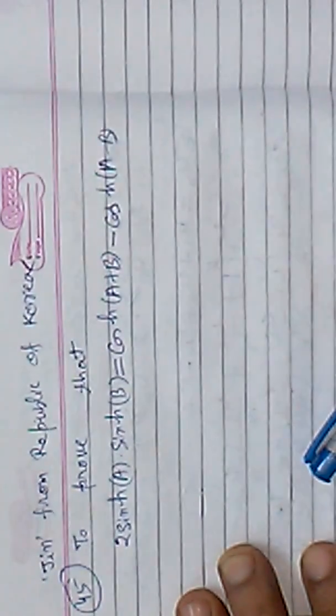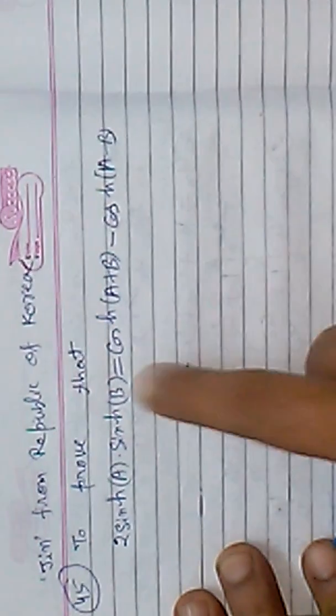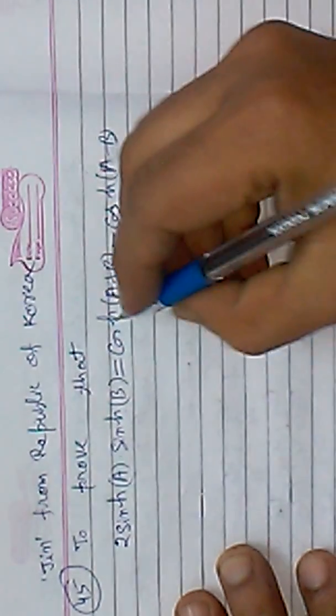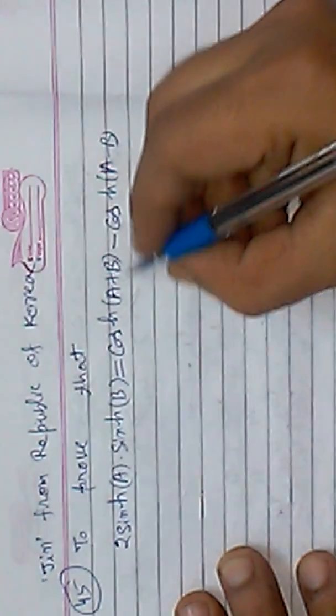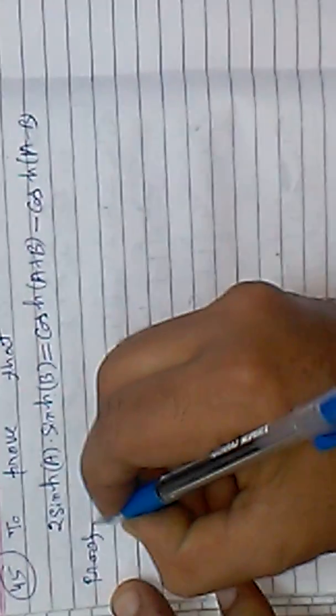We have to prove now: 2 times sinh A into sinh B is equal to cosh(A plus B) minus cosh(A minus B). So we see here the proof of this equality.